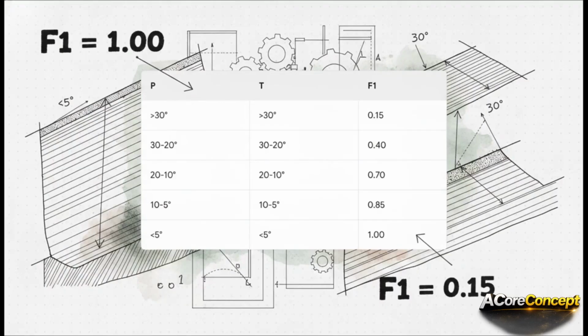So, engineers use a formula to turn this alignment into a multiplier ranging from 0.15 to 1.00. If the angle between the two strikes is less than 5 degrees, that is very unfavorable, and F1 becomes 1.00. But if the angle is greater than 30 degrees, the alignment is way off, which is very favorable. That gives us a much smaller multiplier of 0.15.